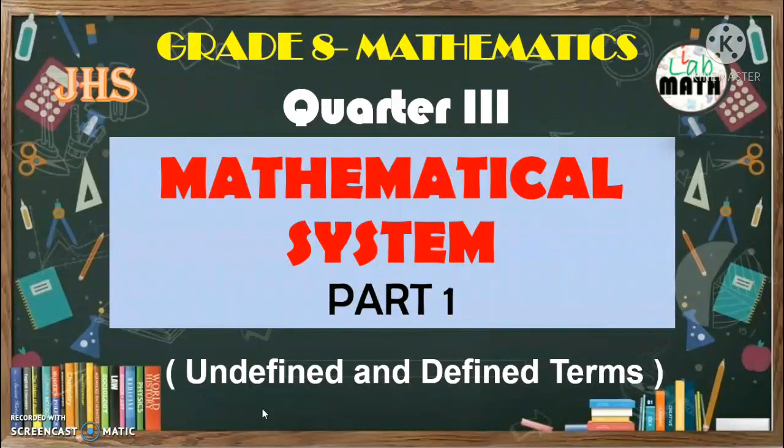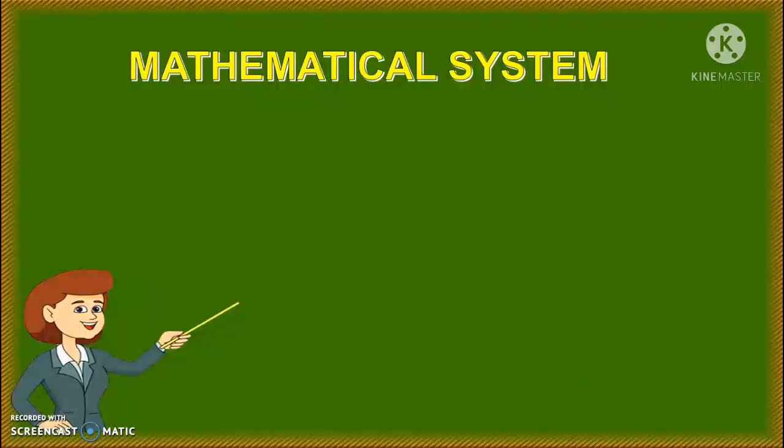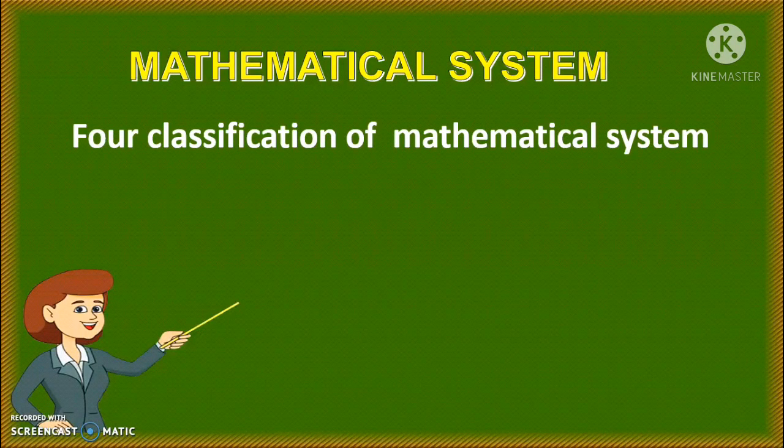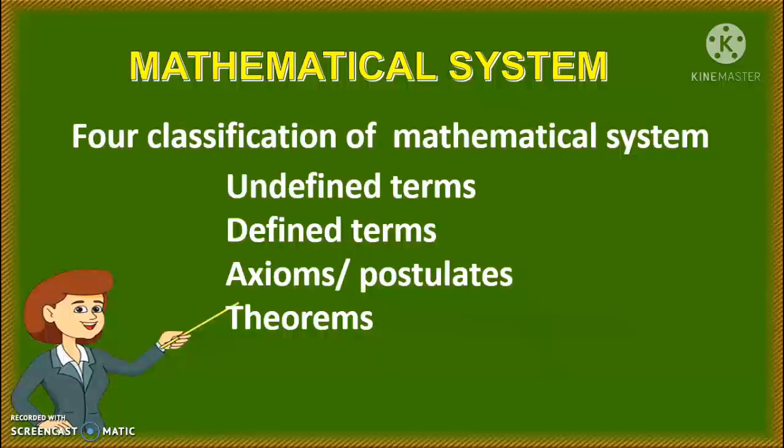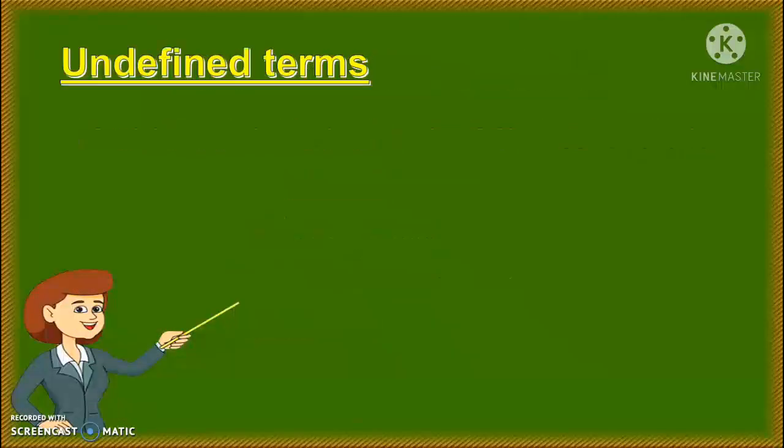We are in quarter 3, lesson 1 natin, mathematical system. Okay, we have 4 classifications of mathematical system. We have the undefined terms, defined terms, axioms or postulates, and theorem. Pero sa video na ito, tatalakayin lang natin ang undefined terms and defined terms. So, next video natin yung axioms, postulates, and theorem.